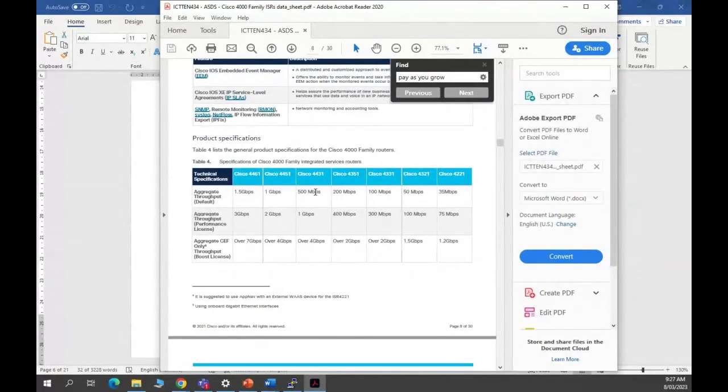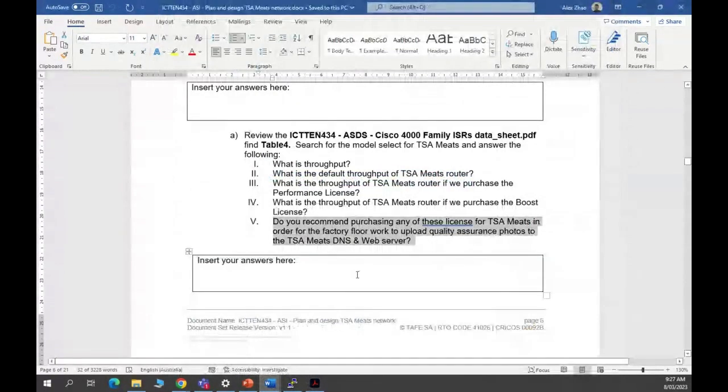From these are the routers. I forgot which one it is, but which one was our router?